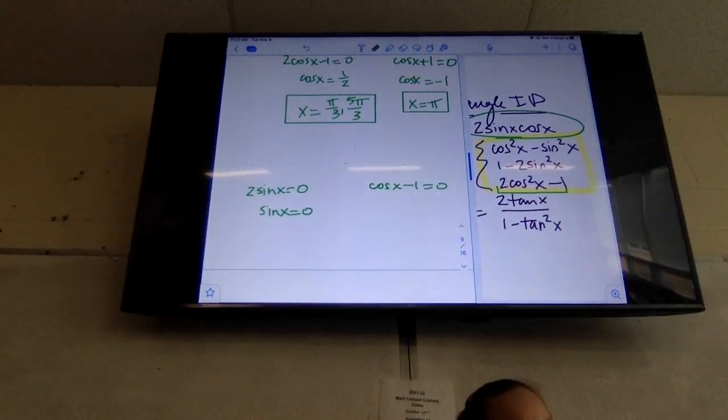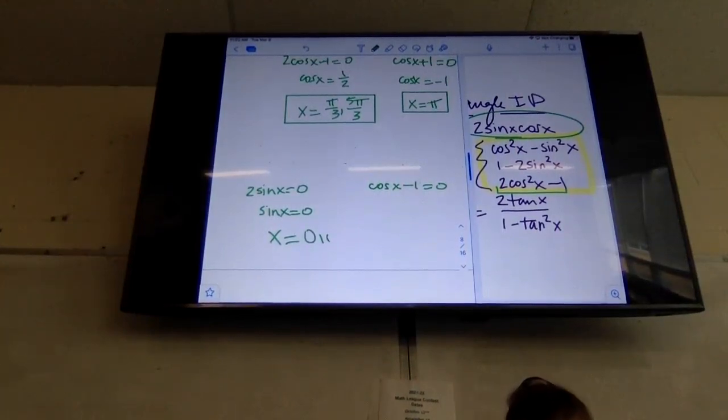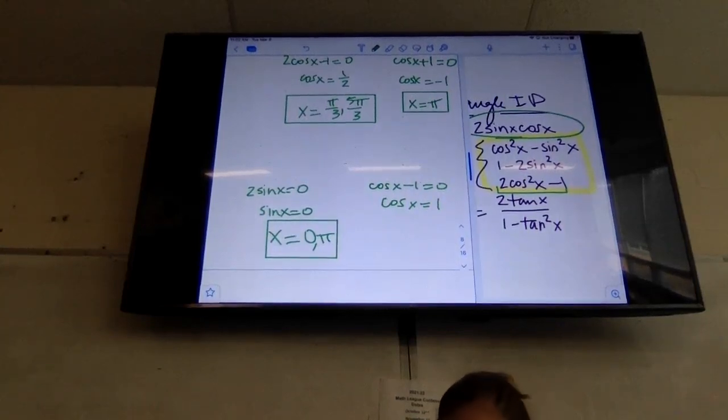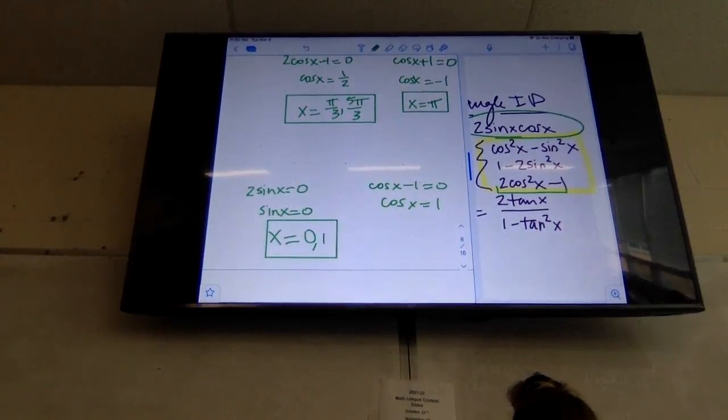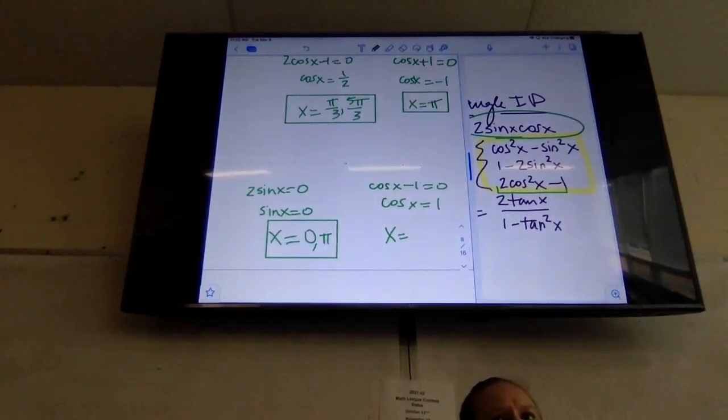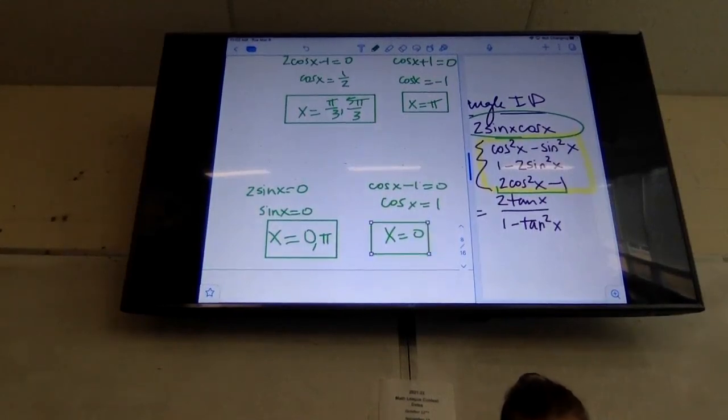Two sine x equals 0 is still just sine x equals 0. So where is my y 0 again? Zero and 180, which is pi. And then I add my 1 to both sides, so cosine of x just equals 1. So where does cosine of x equal 1? That's -1. 0. Just 0.